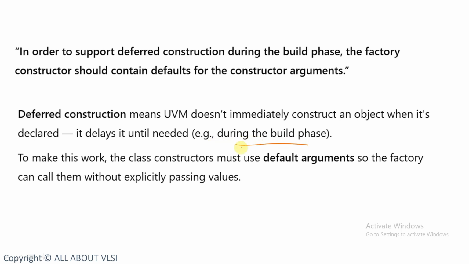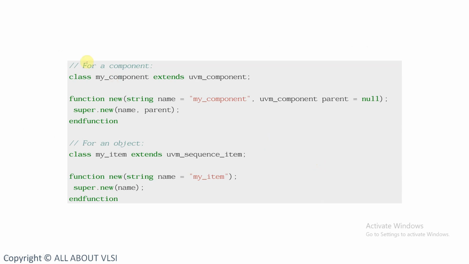For example, during the build phase. So for making this work, the class constructors must use default arguments. What are the default arguments? For a component, the default arguments are string name, that is the component name, and the component parent, uvm_component. These are your default arguments for your component class. And for your object class, there is only one argument, that is only the name. There is no hierarchy for objects, right? That's why we are not writing the uvm_component parent.